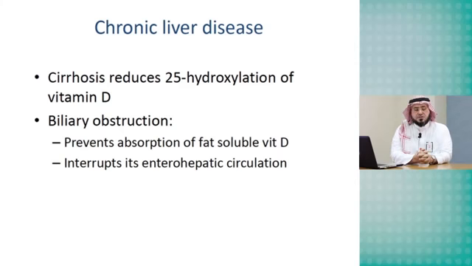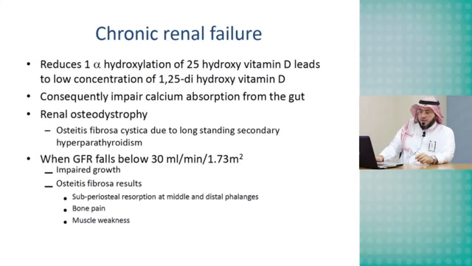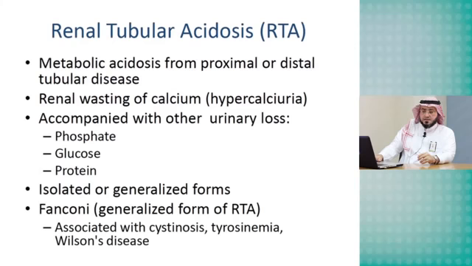Chronic liver disease, mentioned previously, is one of the causes of hypocalcemic rickets because of impaired 25 hydroxylation of cholecalciferol. Chronic renal failure as well can impair 1-alpha hydroxylation of cholecalciferol, which leads to renal rickets. The other name of renal rickets is renal osteodystrophy. Renal osteodystrophy is the same thing as renal rickets.